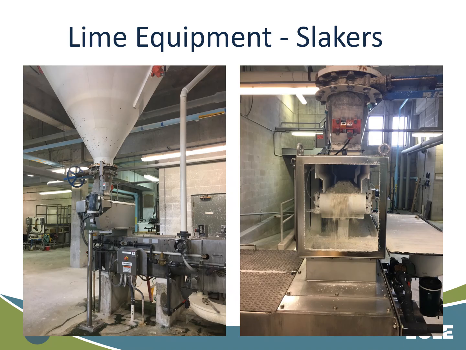Now we need to take that pebble quicklime from the previous slide and turn it into something we can measure and dose into the water treatment process. That's where this equipment called slakers comes in. On the left photo, there is a conical hopper feeding from a lime silo above, then a gravimetric feeder weighing the quicklime, which then goes into the slaker. The photo on the right is the gravimetric feeder. Inside the slaker is where the magic happens, creating slaked or hydrated lime and removing any impurities like rocks or sands.